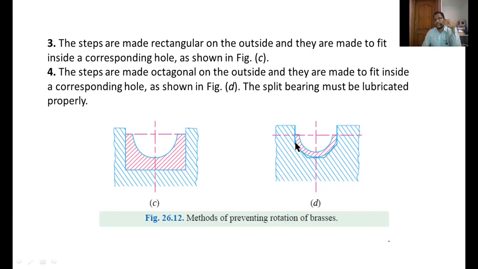Here the split bearing must be lubricated properly. This is the split bearing. We are having two shunts.